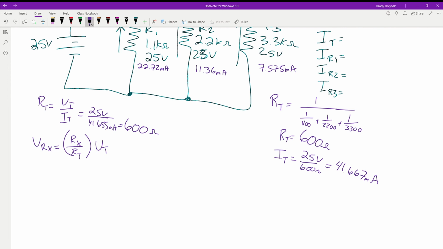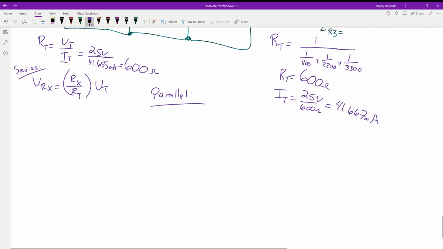Well, in this case, the voltage isn't what's getting divided. What is? The current. So in series, we have voltage divider. In parallel, we have current divider.